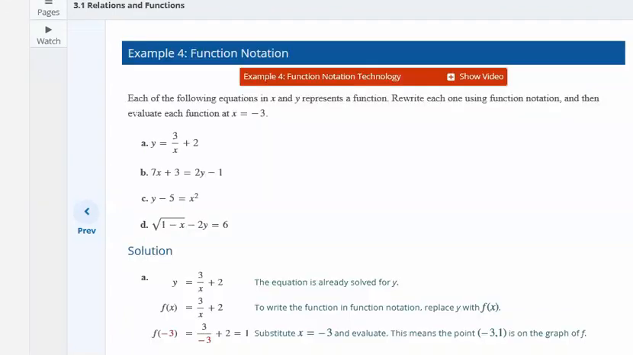Now, in example 4, they're asking us to rewrite these A, B, C, and D mathematical statements in function notation. And I'm going to give you a little simple shortcut in many cases: wherever there's a y, the function symbol can be substituted for that. And for this, let's just follow what's written here. I'll do it slowly so you can take some notes. They do a good job.